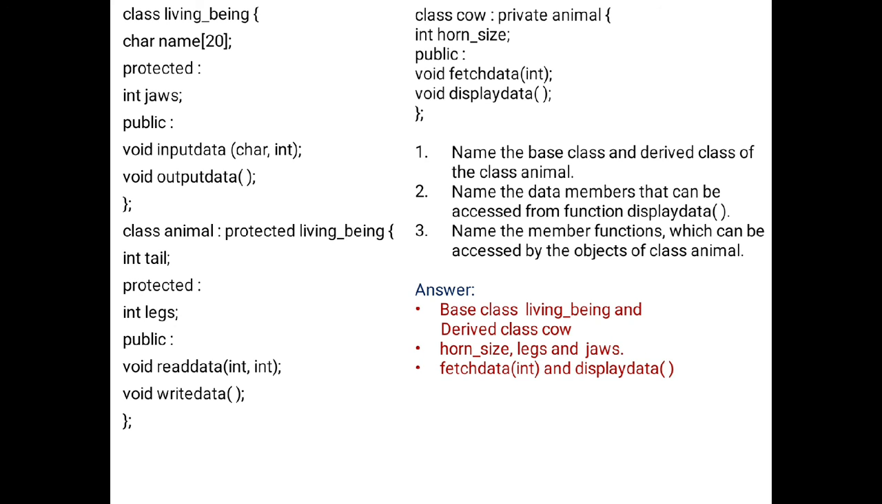Oh yeah, in this case, there is a typing mistake. In that case it will be the read data and write data. Students, you just make the corrections on that. In that case it will be the read data and write data if the class animal object gets declared, not fetch data and display data. So make the corrections in your textbook also. I think there's a typing mistake.